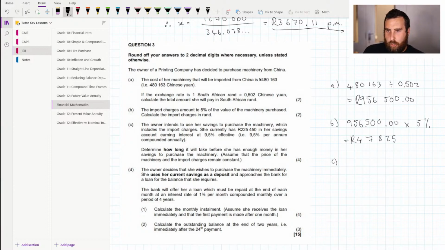Then they asked, determine how long it will take before she has enough money in her savings to purchase the machinery, assume that the price of the machinery and the import charges remain constant. It's unlikely, but interesting. Right, so here we were looking at compounded annually. We're not looking at monthly, so that's quite a nice calculation. And it's per annum.